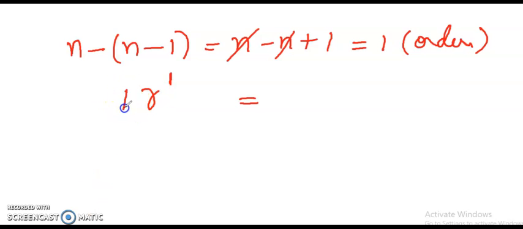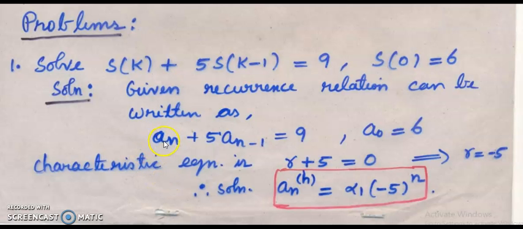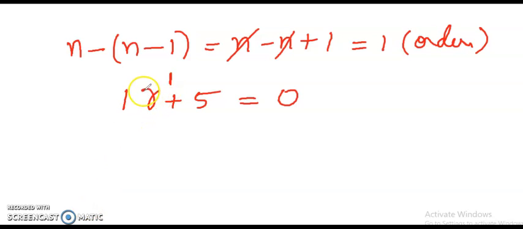We take the coefficients, right? Earlier we learned this: the coefficient of a_n is 1, the coefficient of a_{n-1} is 5. So we take 1 and 5 and equate it to 0. Since the order is 1, we start with r raised to 1. The coefficient is 1 and 5 is equal to 0. So r plus 5 is equal to 0, and r is equal to minus 5.